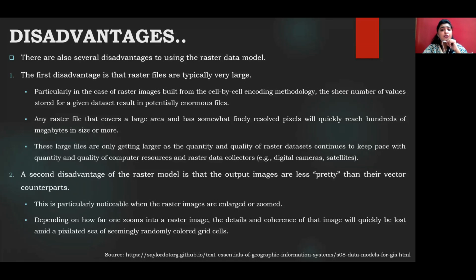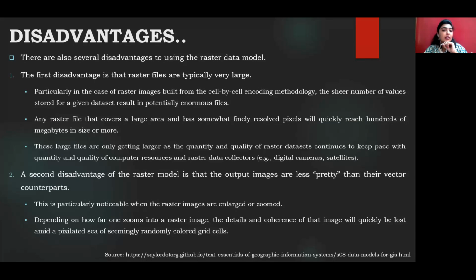The second disadvantage of the raster model is that the output images are less pretty than those of the vector ones. For vector ones, we said the advantage is that they are aesthetically good enough, and clearer. But when it comes to raster output images, they are less pretty than the vector ones. This is particularly because they are either zoomed in or enlarged, and when they are enlarged, the pixels become blurred.